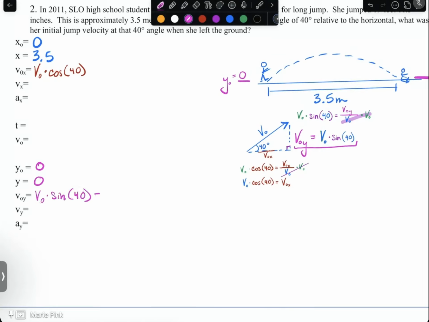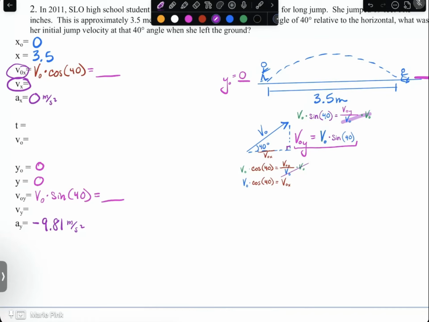I don't know what they are yet, but I'm going to be able to find them out. I do know that the acceleration in the x direction is going to be 0 because nothing is pushing her sideways. And her acceleration in the y direction is negative 9.81 because the gravitational force is pulling her down. What this means is that whatever we get for the starting velocity in the x direction, it'll be the same for the final velocity in the x direction.